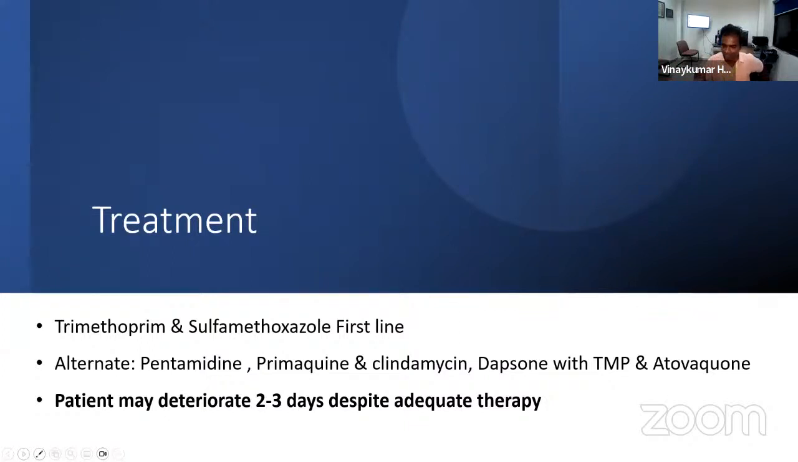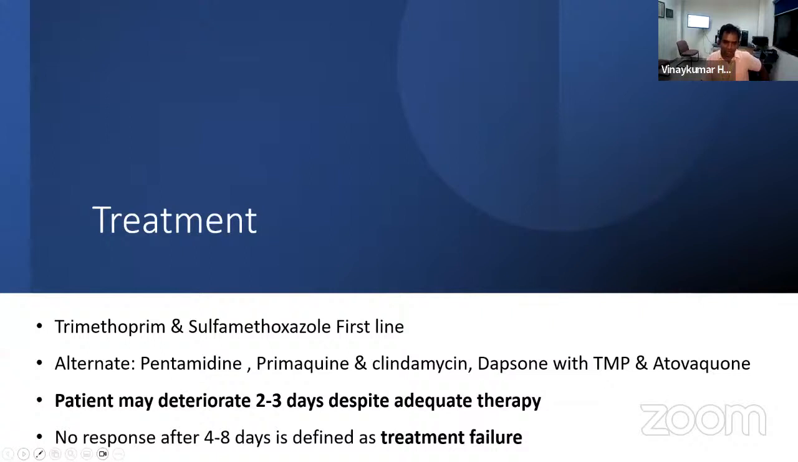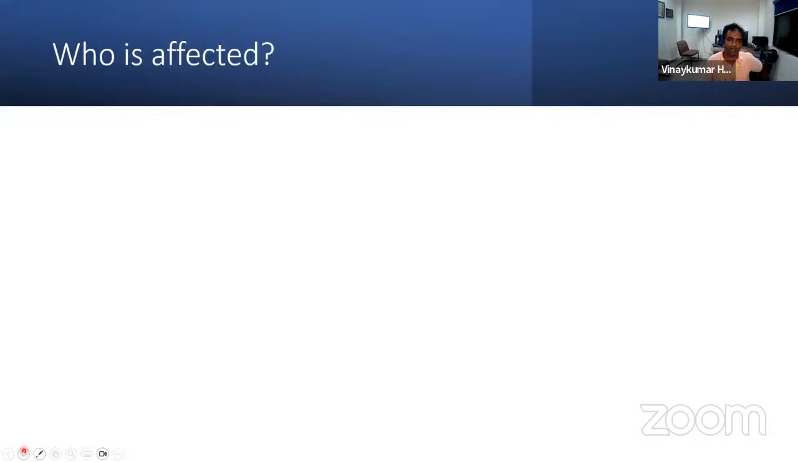If the patient is still not improving, then again revise your diagnosis, or if your diagnosis of PCP is sure, revise your management protocol. So when do you do it? You do it after 4 to 8 days. And if there is no response after 4 to 8 days, it is deemed a treatment failure, right?